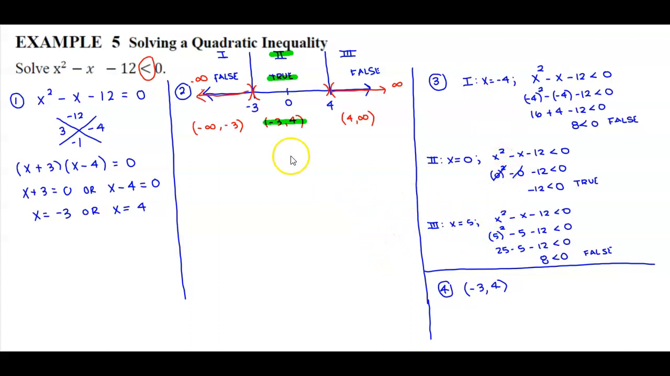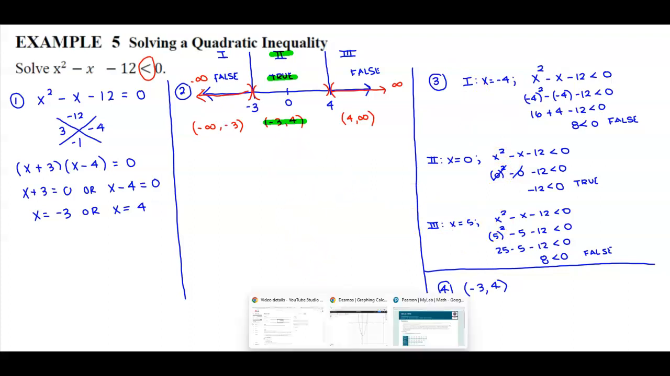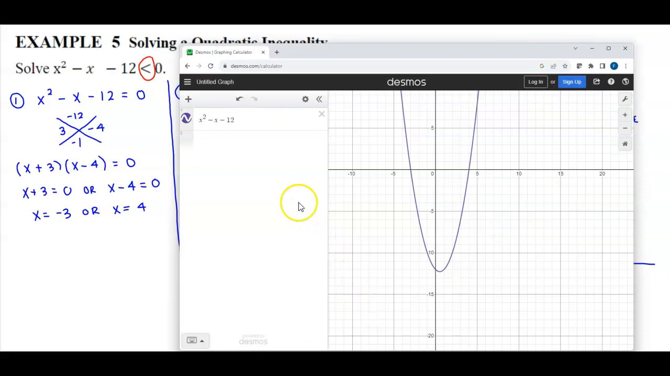Now, if we wanted to graph this, we can determine that by creating the graph. Here we have x squared minus x minus 12. We want to find out where it's less than 0, meaning below the x-axis. You can see when we graph that it's below the x-axis between negative 3 and 4.